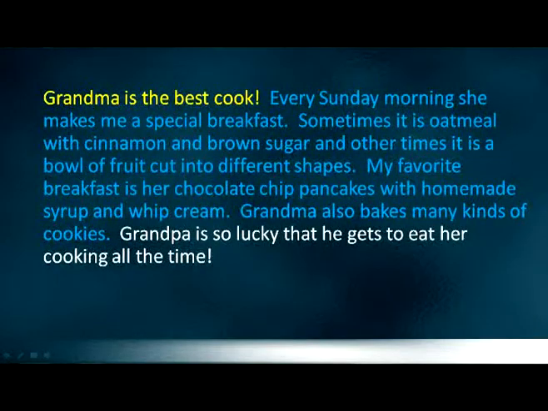The next sentence, Grandma also bakes many kinds of cookies. Well, because we're talking about many kinds of cookies, we could mean things like chocolate chip, peanut butter, maybe she makes special M&M cookies. So again, this is a sentence that supports why Grandma is the best cook.